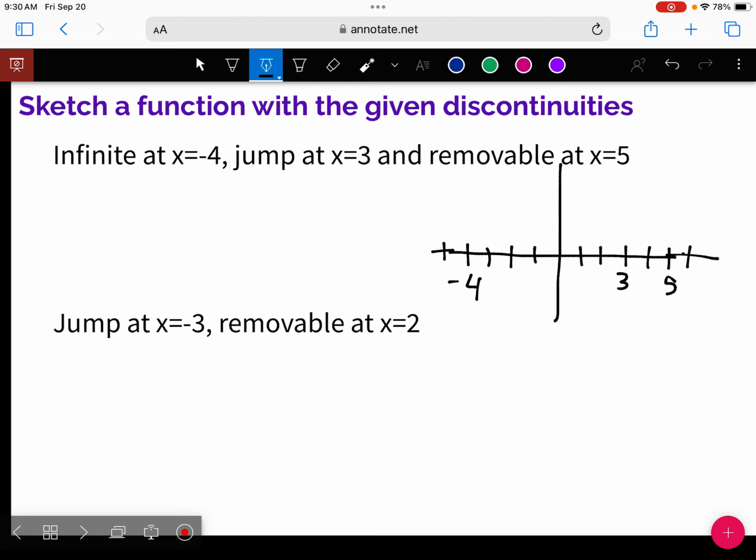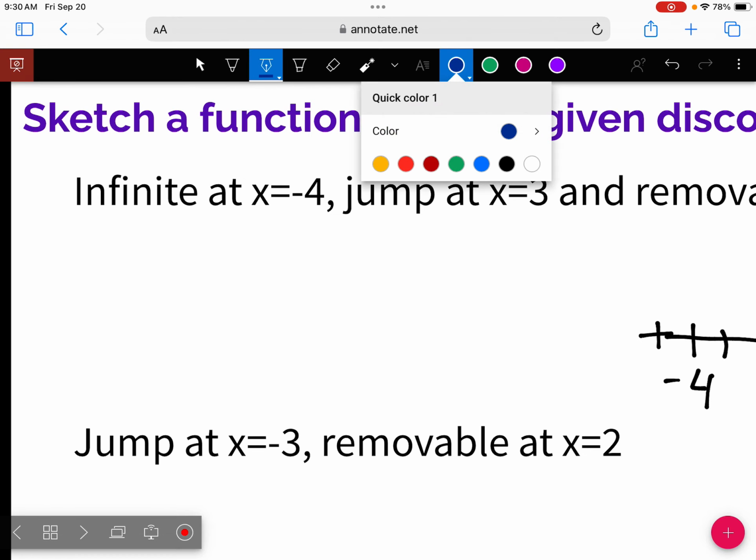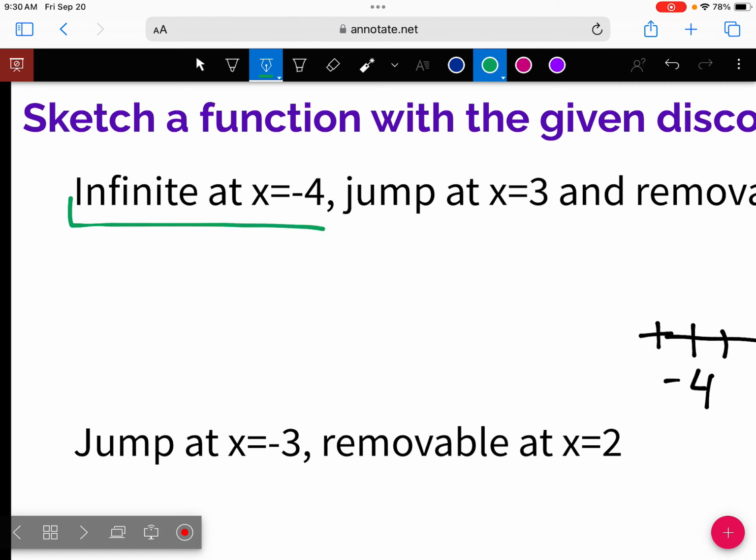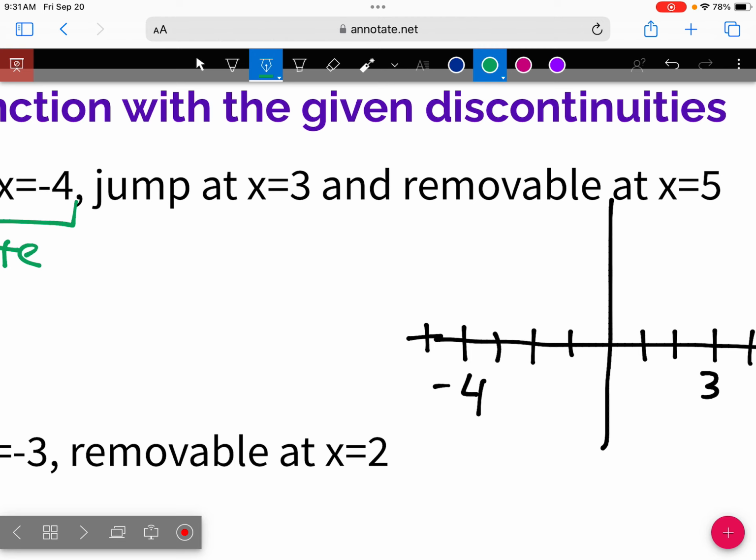So an infinite discontinuity, that tells me we are going to have an asymptote here. We have an asymptote at -4. When we draw asymptotes, we're going to draw in a dashed vertical line. Yes, I want you to draw your asymptotes whenever we have them. It makes it clear what's happening and what we're approaching. So whenever we have an asymptote, I want you to draw it in.